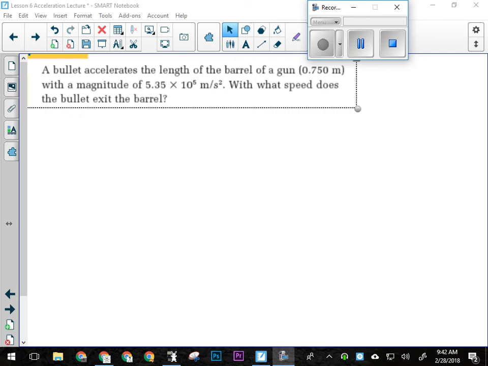Okay, let's have a look at this one. So we've got a bullet accelerating down the length of the barrel of a gun. So this is obviously a rifle because it's 75 centimeters long. Okay, there's no pistols that are that long.